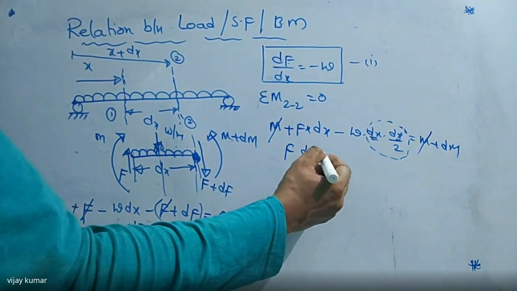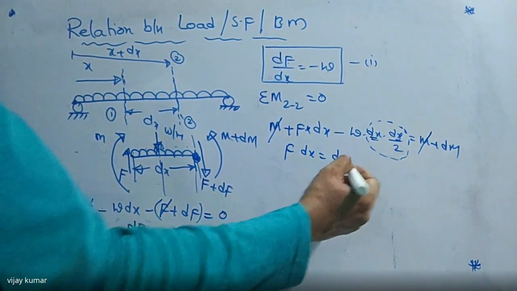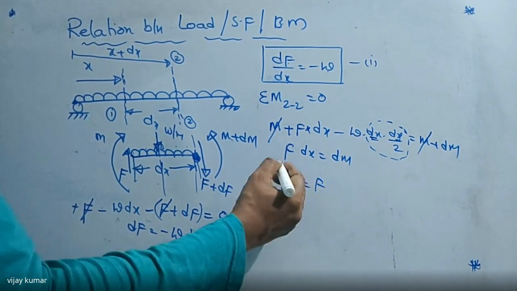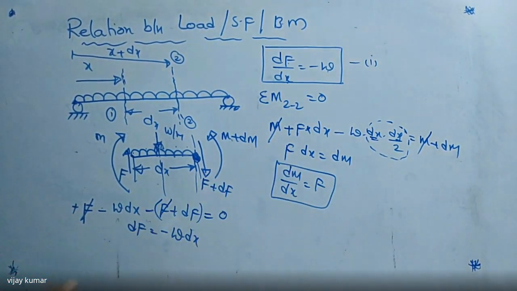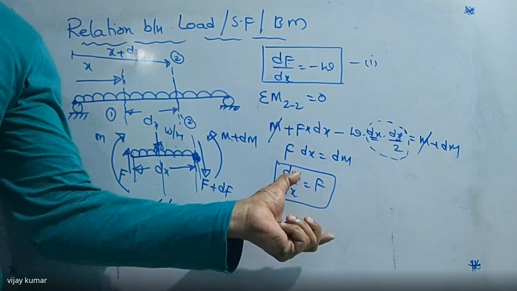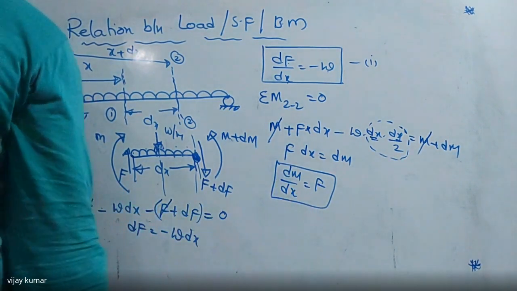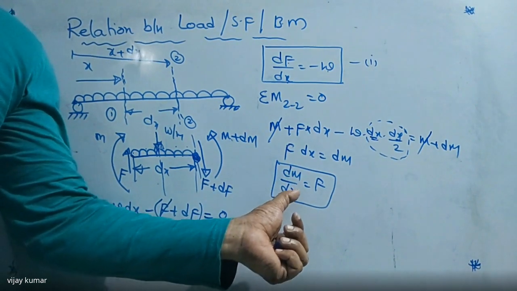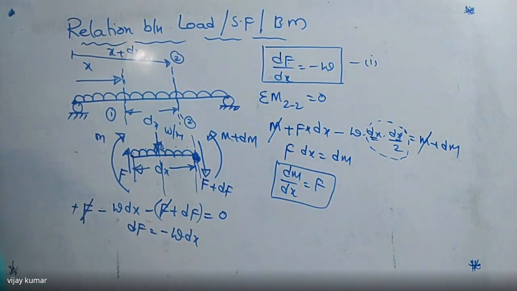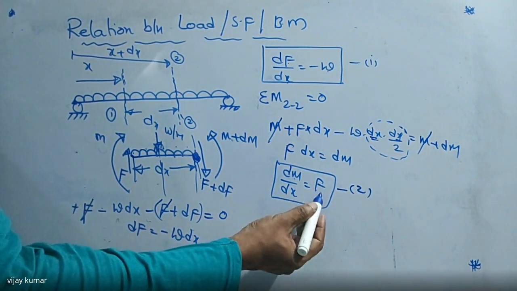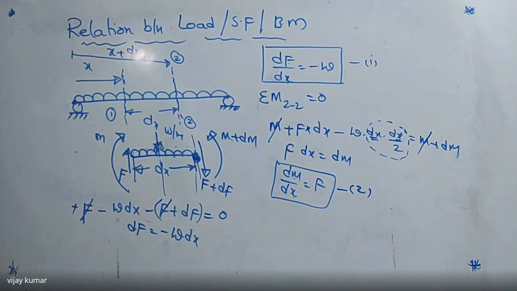So F into dx is equal to how much? dM, or you can write here dM by dx is equal to how much? F here. Now tell me, what is the relation of this one? That is, rate of change in bending moment is equal to how much? Shear force. Rate of change in bending moment is equal to shear force. This is the second relation. It is also a relation between the bending moment and shear force along the length of the beam.